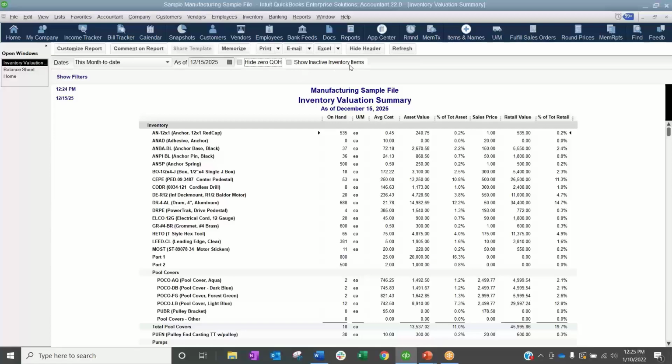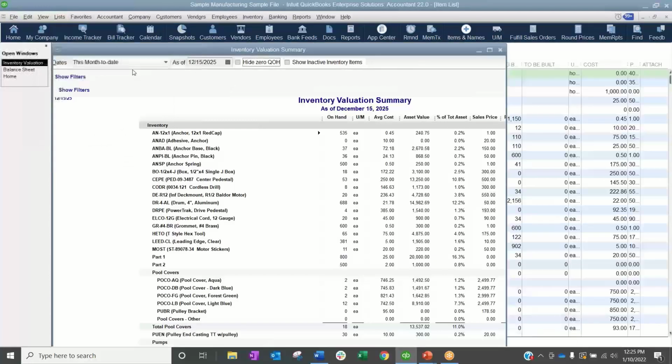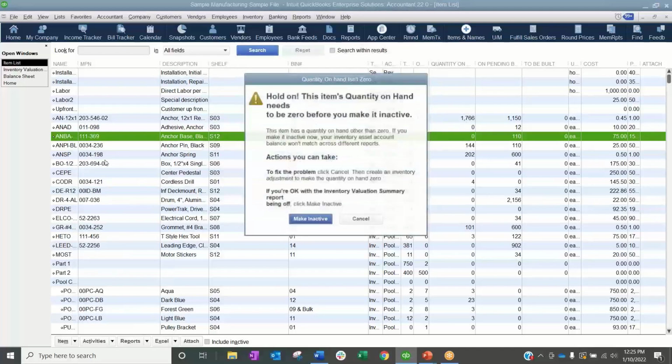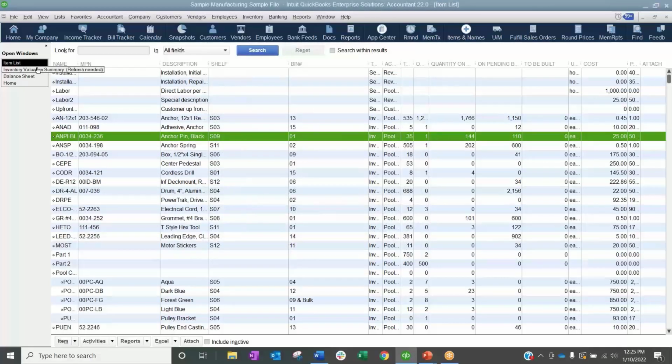The other thing that they have on here, this is something they added a couple years ago, where it says show inactive inventory items. So what that means is that when I run it normally, just run it without making any modifications, it shows me all active inventory items on this list, okay? If there are any items that you've marked inactive, so let's just go in and mark this ANBA BL inactive.